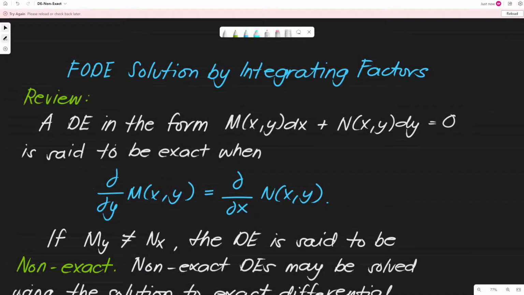So, hello friends. Today we will be discussing first order differential equations, solution by integrating factors.